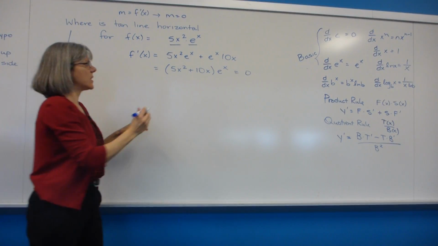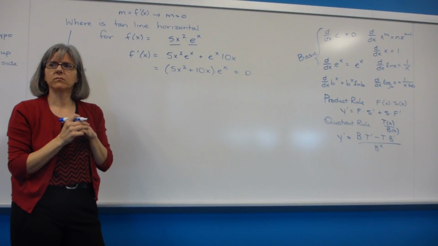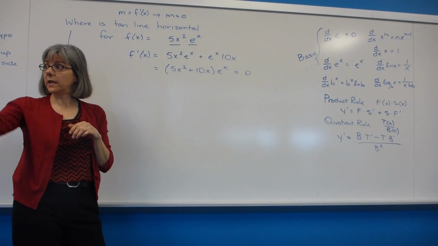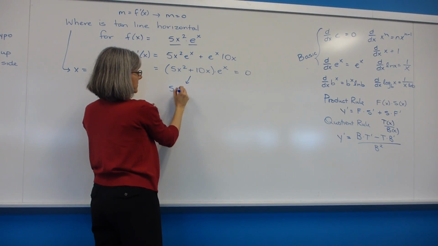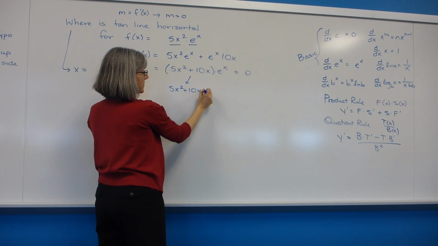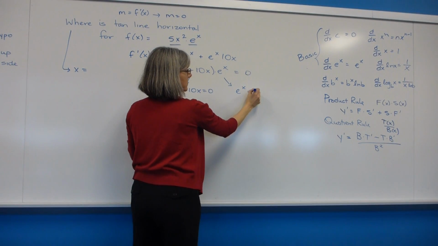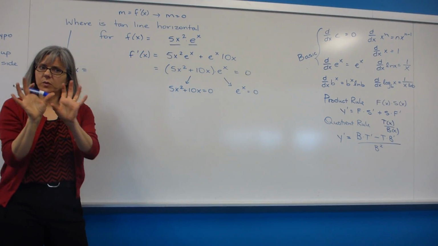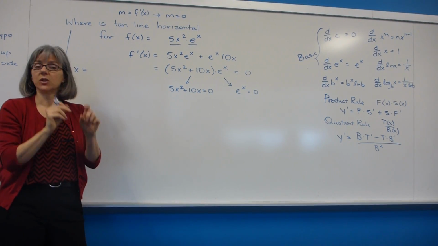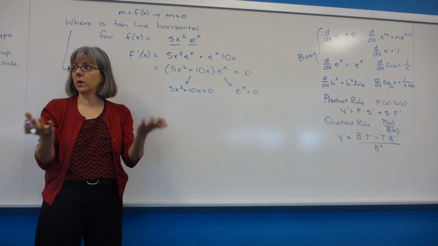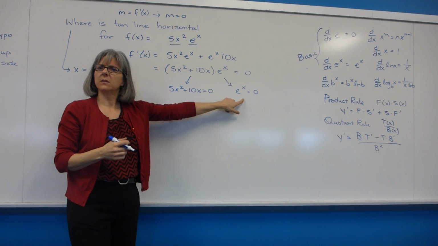So what do we know about two things multiplied together equal 0? Exactly one of them is 0. So either this one is 0, or that one is 0. That's how we do it when we have polynomial factors. It's not any different. Two things multiplied together equal 0. One or the other must be 0. Okay, let's start with this one.